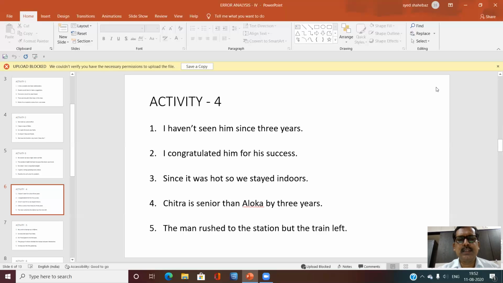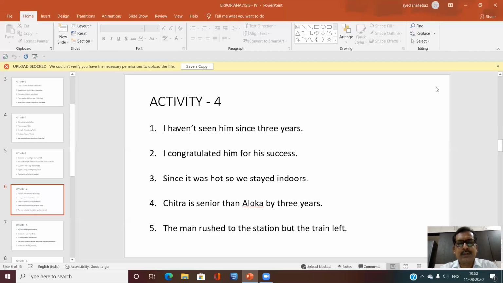Next sentence. Since it was hot, we stayed indoors. Since it was hot outside, so we stayed indoors, is the correct sentence.